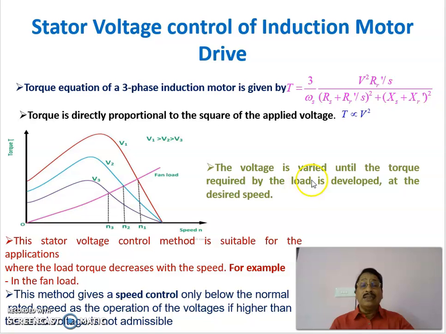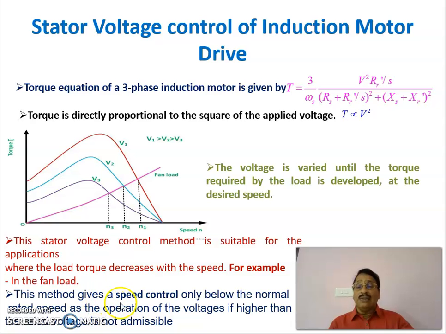Therefore, the voltage is varied until the motor torque is equal to the load torque. The stator voltage control method is suitable for applications where load torque decreases with the speed, as an example, a fan load. In the case of fan load, this type of voltage control can be used.